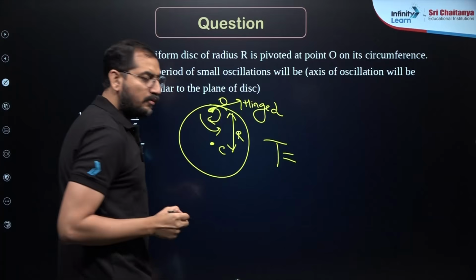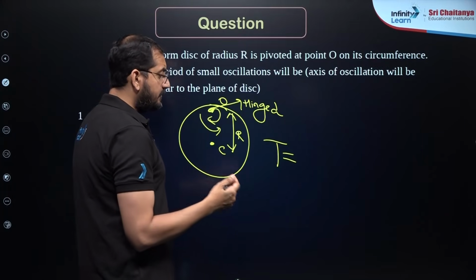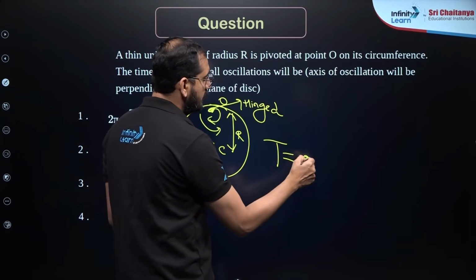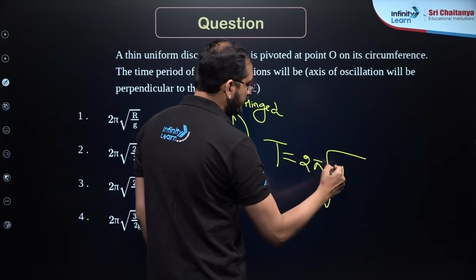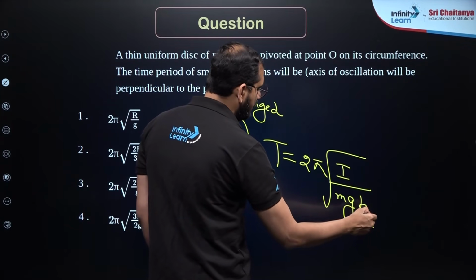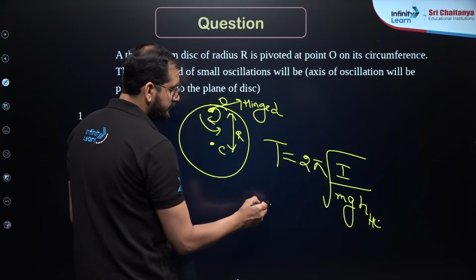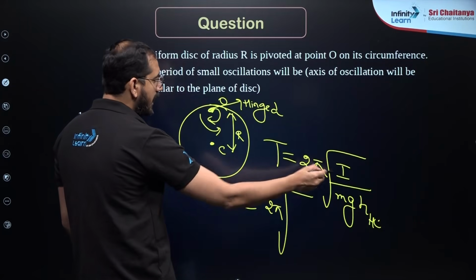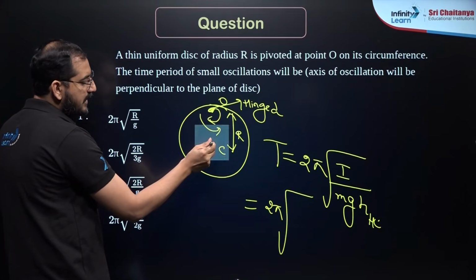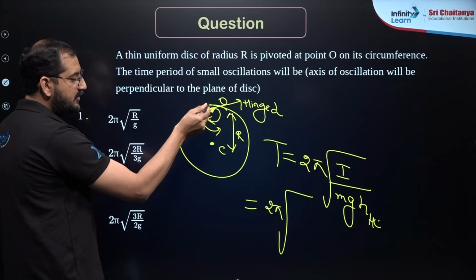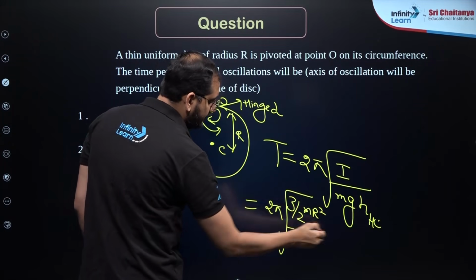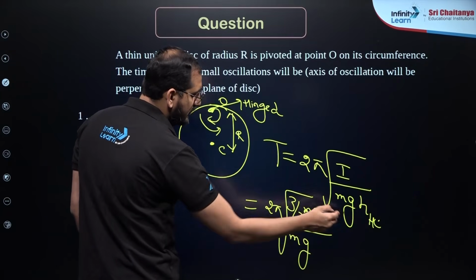We have the formula to calculate the time period of physical bodies, right? So for the physical pendulum, the time period formula I am going to apply here. T equal to 2 pi root over I divided by mgh, where h is the distance between the hinge point and the center of mass. So I about O I want to calculate. Okay, I about the center is mr square by 2. Let's shift. It will be 3 by 2 mr square. And here we will have mg into h.